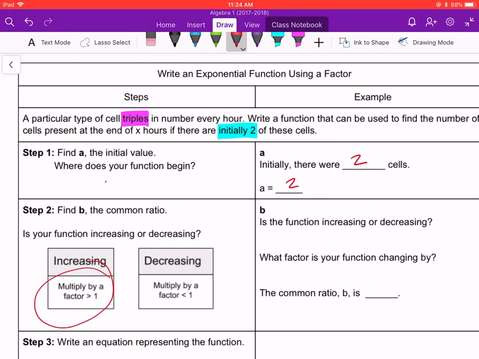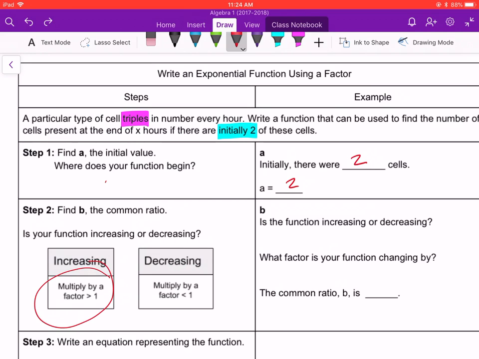If you multiply by a fraction less than 1, it has to be less than 1 to actually decrease, because if it's at 1, it's going to stay the same. It has to be below it, okay? So when increasing, make sure it's above 1. And when it's decreasing, make sure it's less than 1. And here we know it is increasing.